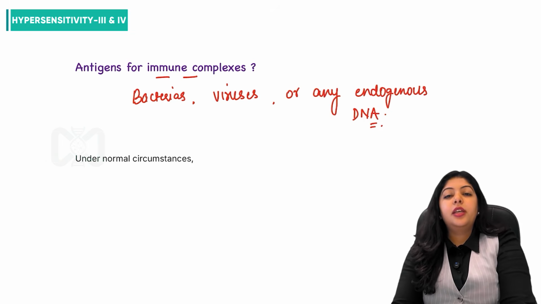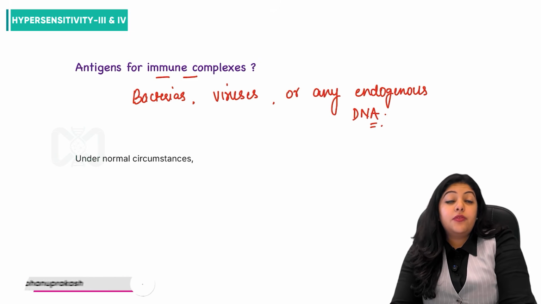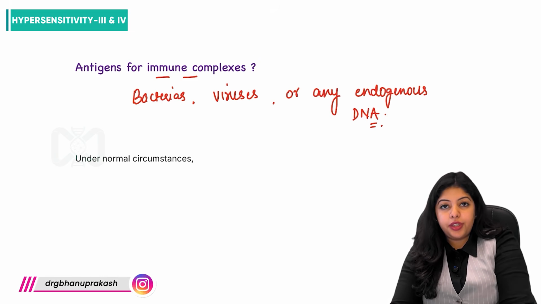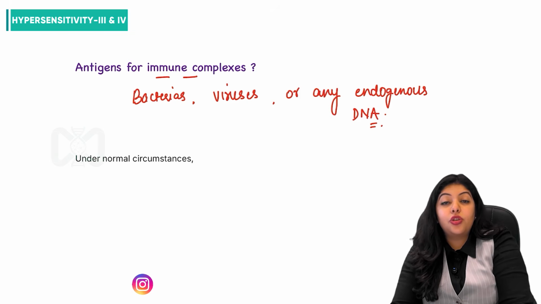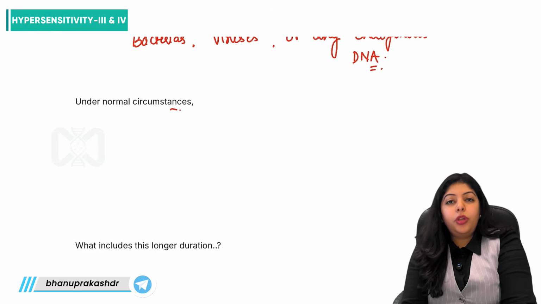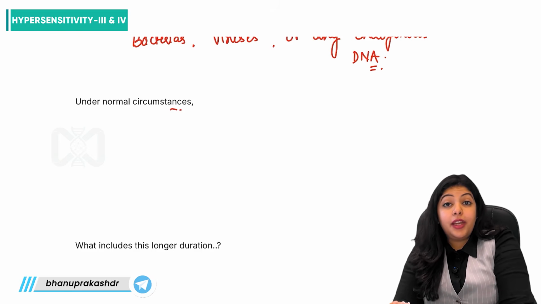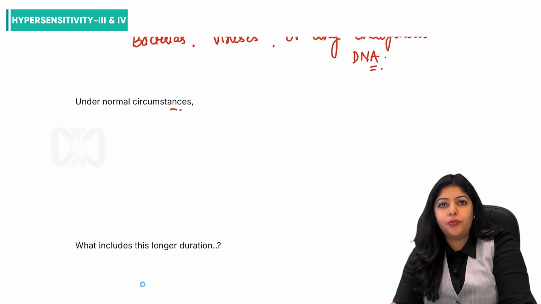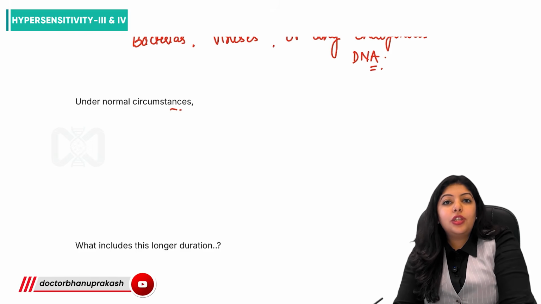So normally we are getting exposed to a lot of foreign bodies on a daily basis, right? Not every foreign body leads to formation of larger immune complexes and tissue destruction. Under normal circumstances, although antigens are entering the body and antigen-antibody complexes are forming normally, instead of causing tissue damage, they are getting phagocytosed.